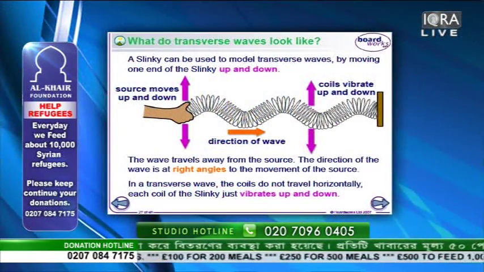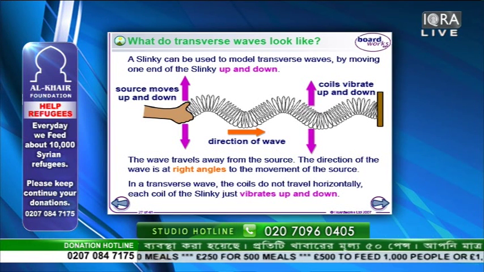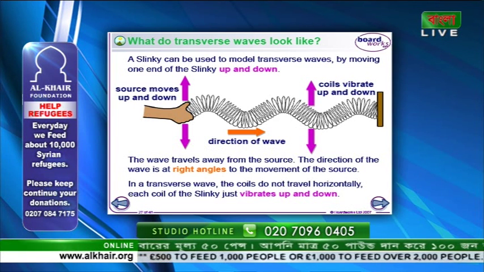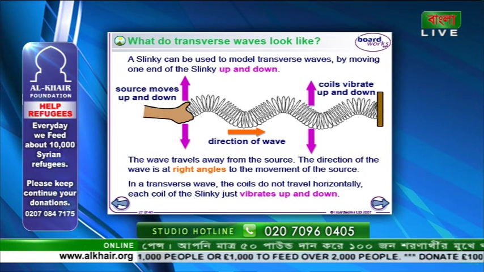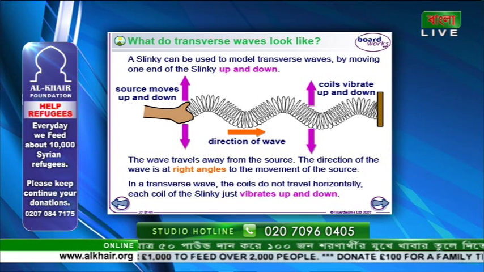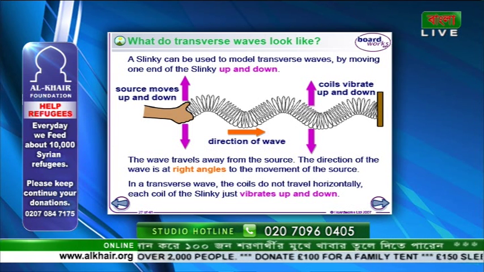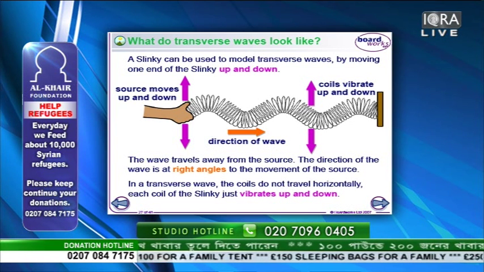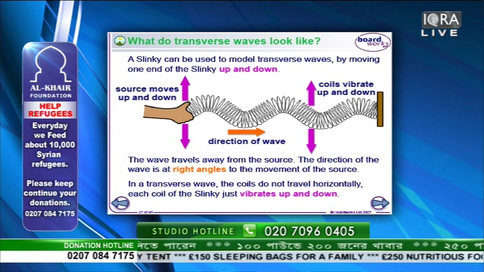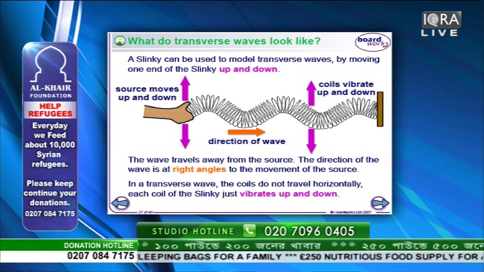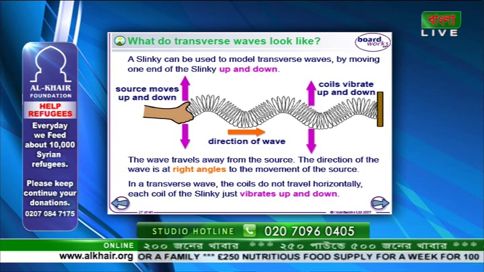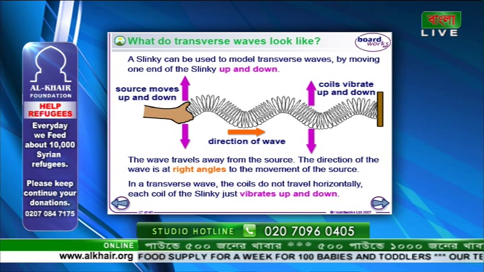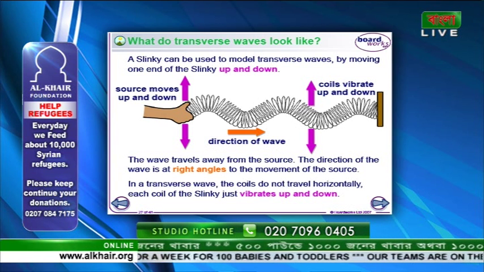Next slide. So what we see here is that in a transverse wave, the particles move up and down. We say they move at a right angle to the direction of travel, the direction of movement of the wave. It's a bit difficult to really understand what this means unless we can demonstrate it. But the diagram gives us an idea: the slinky in the diagram is moving up and down, but the wave itself is moving from left to right.